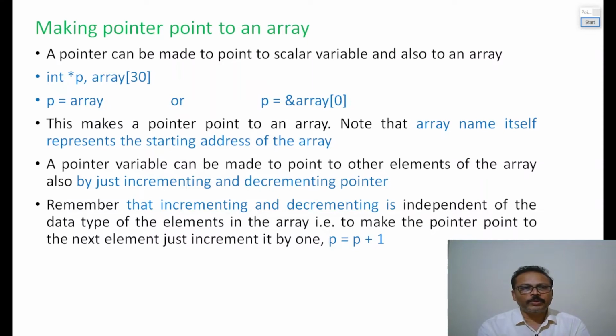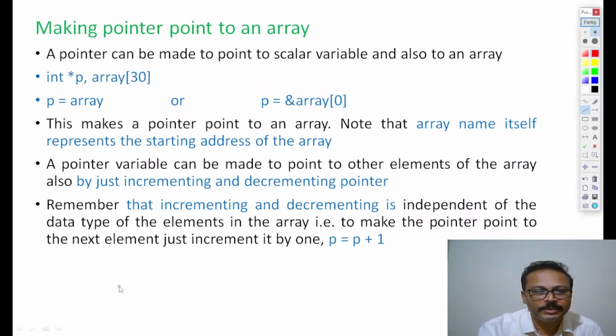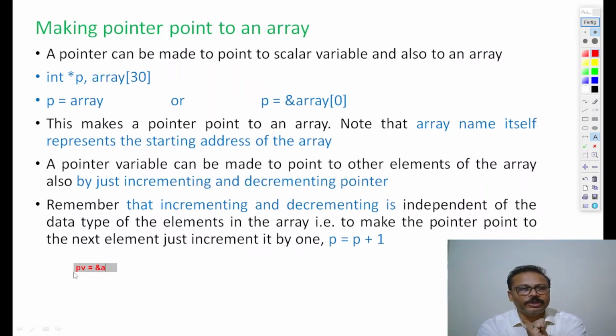Okay, making a pointer point to an array. A pointer can be made to point to a scalar variable, that means a single variable, or to an array. If PV is the pointer variable, we have written PV equal to &A. We have seen those examples. That means the address of A is stored in the pointer variable PV. Now we have to store the address of the array.